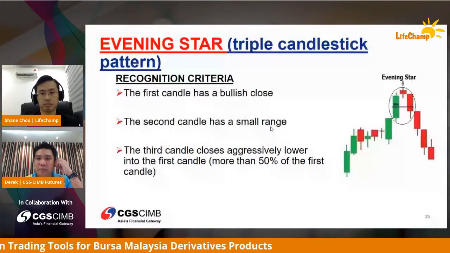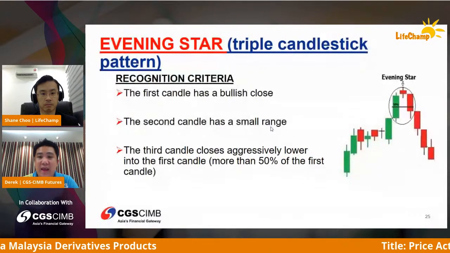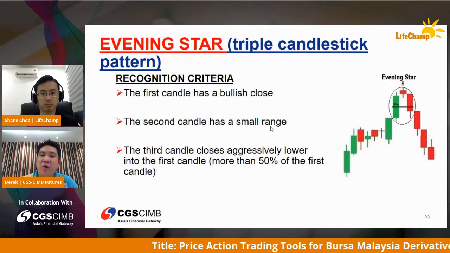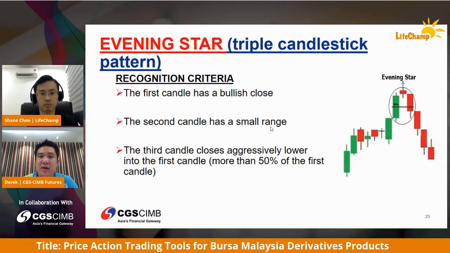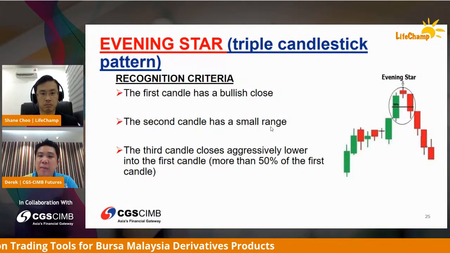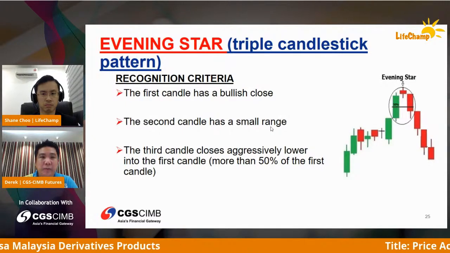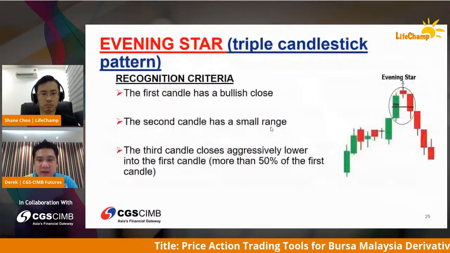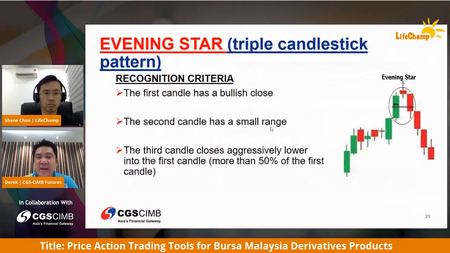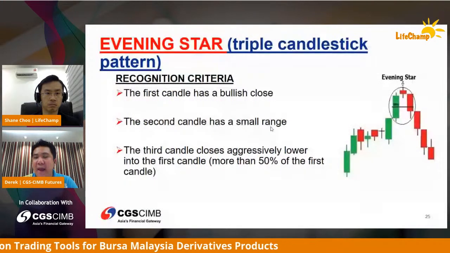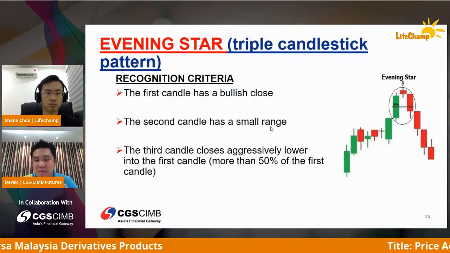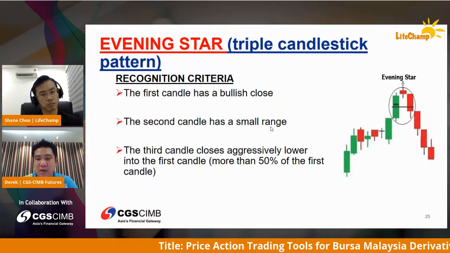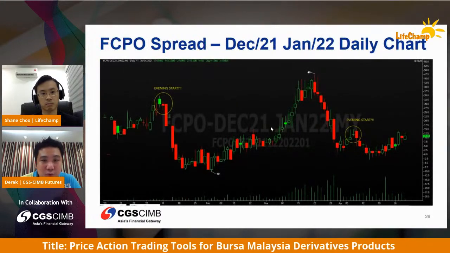Then suddenly the third candle closes aggressively lower into the first candle. What we call closing aggressively is closing below 50% of the first candle. So you can see who is trying to initiate an attack. I don't think it is a bull, but definitely a bear is doing something to wrest control from the bull.